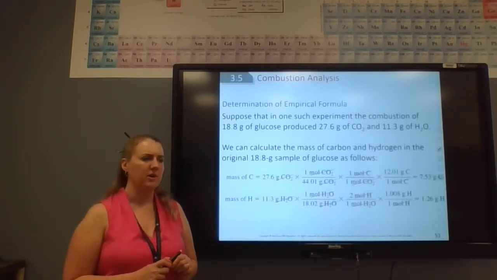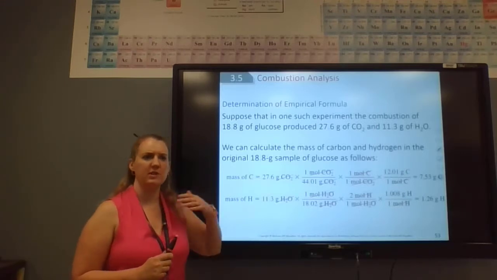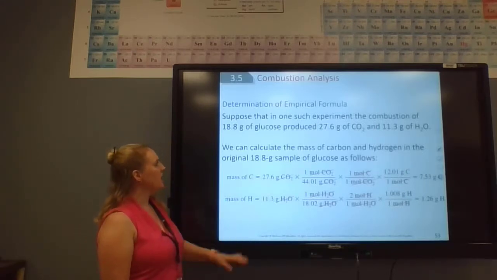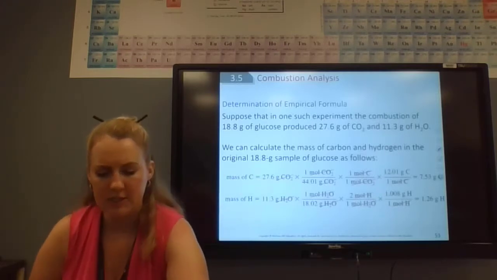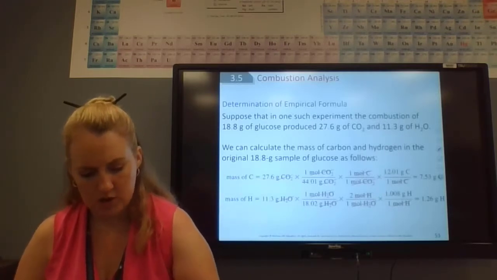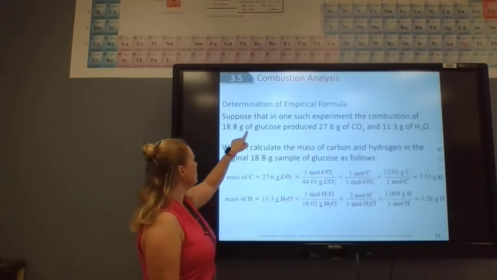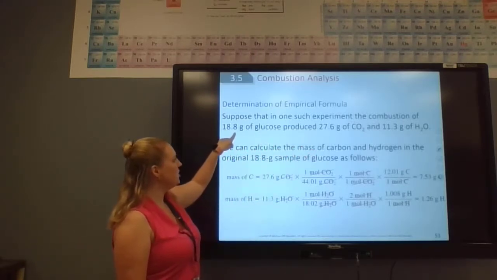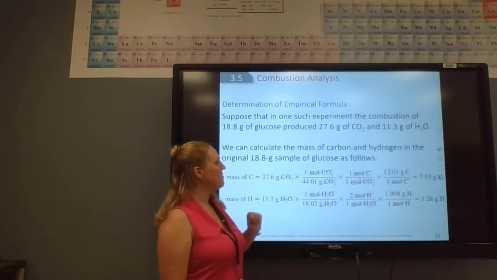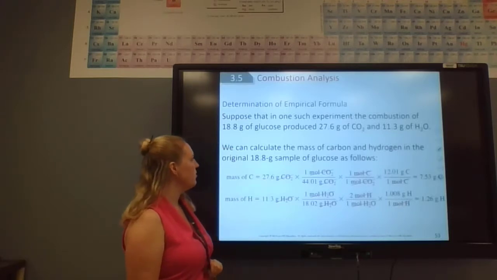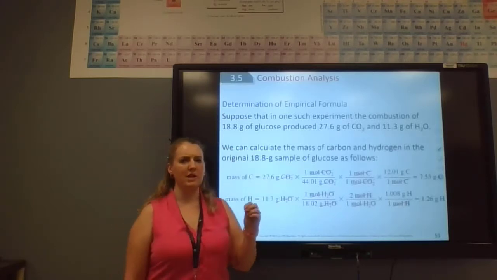So make sure you go through the steps when you're practicing this out on the homework. So let's try this out. Suppose, and this example problem is on page 100, suppose that in one such experiment, the combustion of 18.8 grams of glucose produced 27.6 grams of carbon dioxide and 11.3 grams of water. We want to know what is the empirical formula of glucose from this.